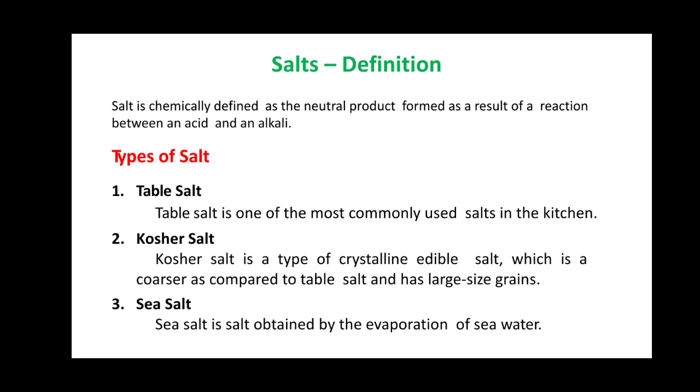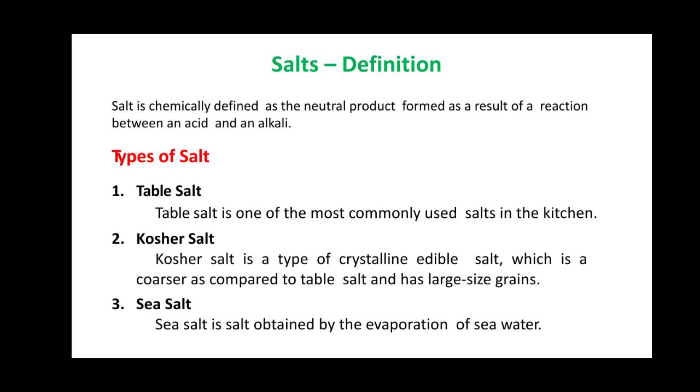So what do you mean by salts? They are chemically defined as the neutral product formed as a result of a reaction between an acid and an alkali. So when a reaction occurs between an acid and a base, a salt and water are formed. Here the types of salts are as follows: the table salt, kosher salt, sea salt.